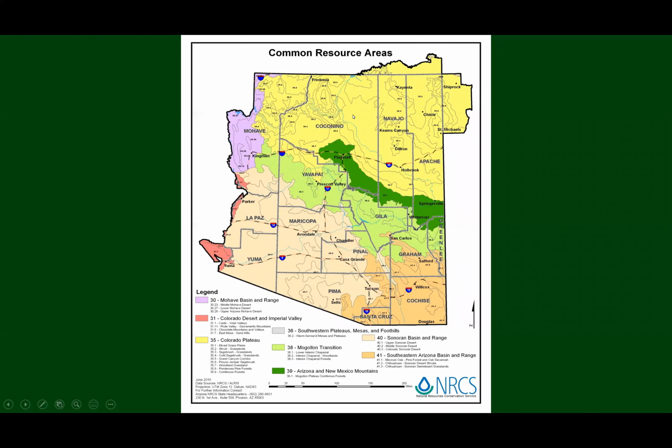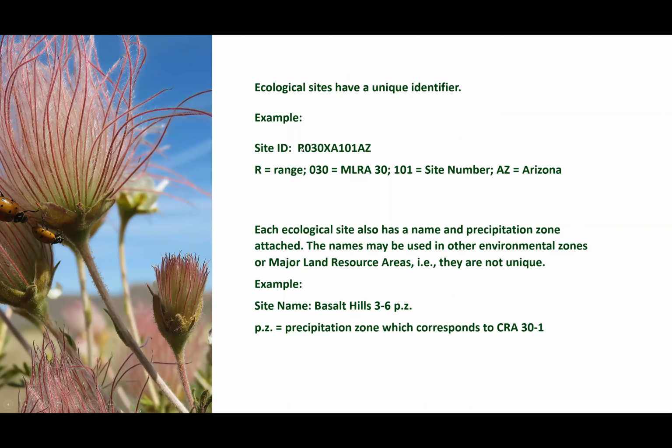Every ecological site has a unique identifier. Every one in the whole United States has a different site ID number. This number tells you that R means it's a rangeland site. If it was a forest site, it would have an F there. It tells you the major land resource area number, which is 30. That's Mojave Desert.